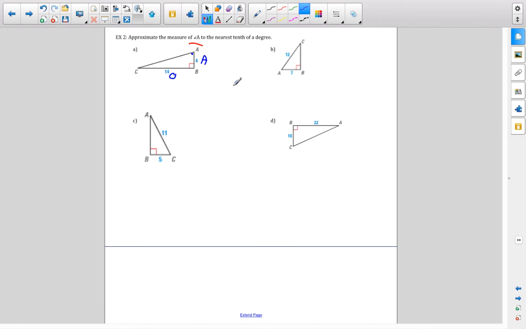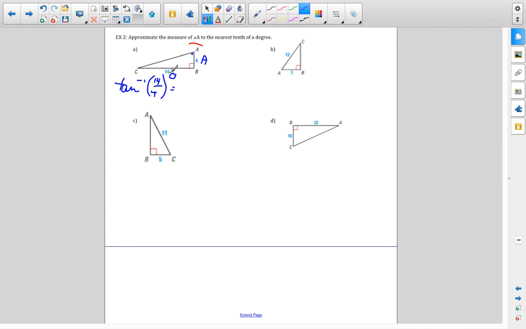So which function should we be using here? O and A? That's right, it's tangent. So we're going to go tangent to the -1 because we're looking for that angle A, and we're going to feed it the opposite over the adjacent, which is 14 divided by 4. 14 over 4. So let's do that in our calculator.